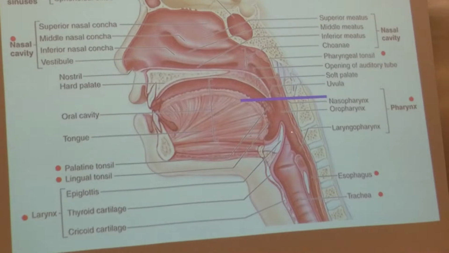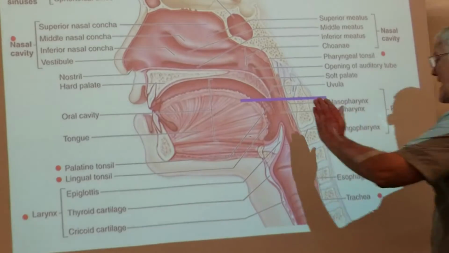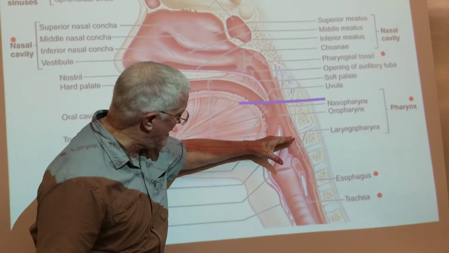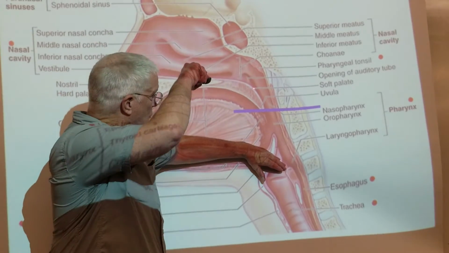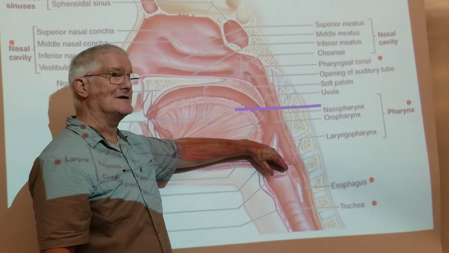So what happens is this. The epiglottis folds down like a flap, just like this, to block the entrance to the trachea, so the food can only go down into the esophagus.